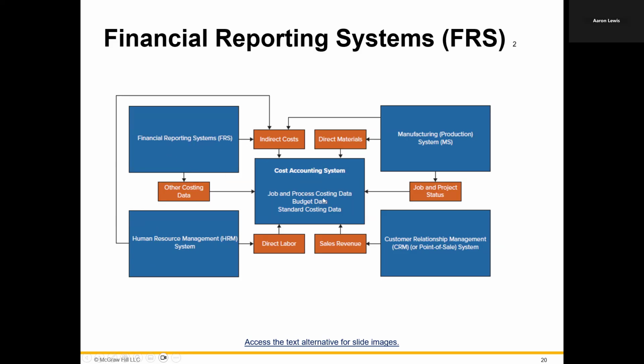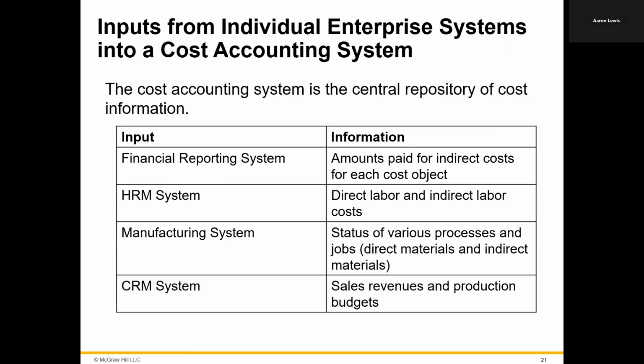So, yes, in the process of figuring out the cost of one object, you might have to go to one, two, three, four different components of your business because you will have information all over the place that you need to retrieve. So, here's the end of it right here. Reiterating one more time, you will somewhere have a financial reporting system. You will have a human resource management system. You will have a manufacturing system, and you will have a CRM system.